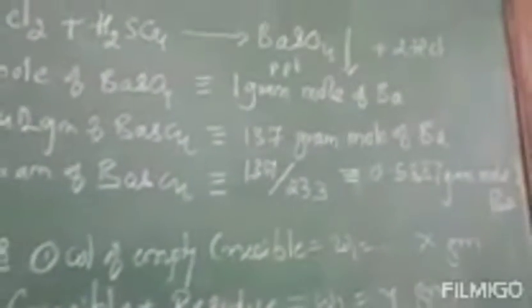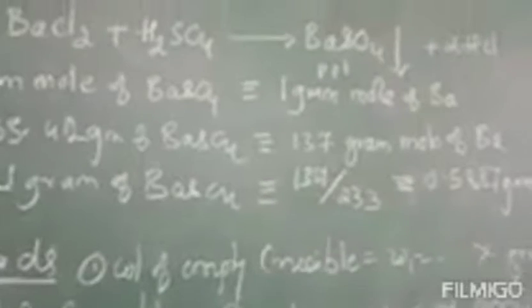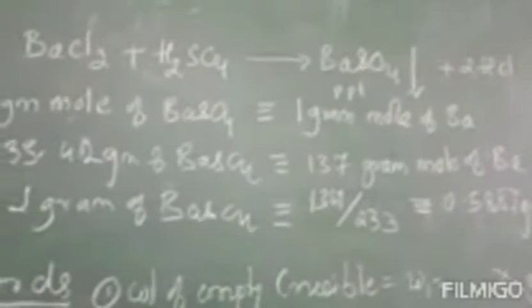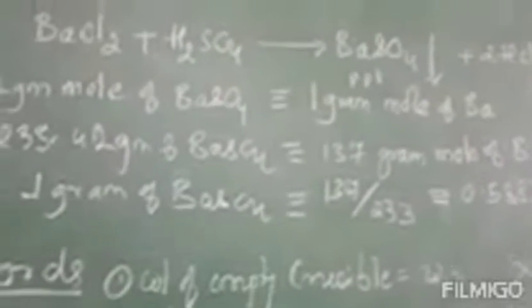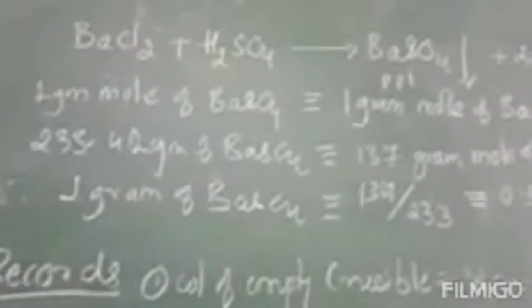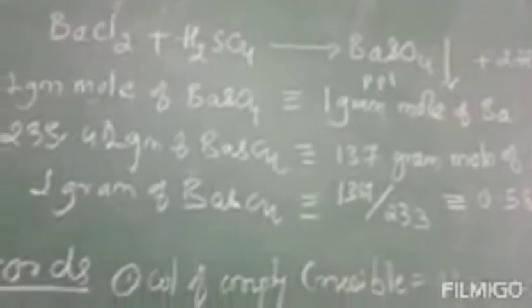That is nothing but 1 gram of barium sulfate is equivalent to 137 divided by 233, which comes to 0.5887 gram of barium ion. Now, this is the conversion factor used for the calculation of how much barium ion is present in a barium chloride solution of 250 ml. Okay, so this is the main experimental idea regarding this kind of experiment.